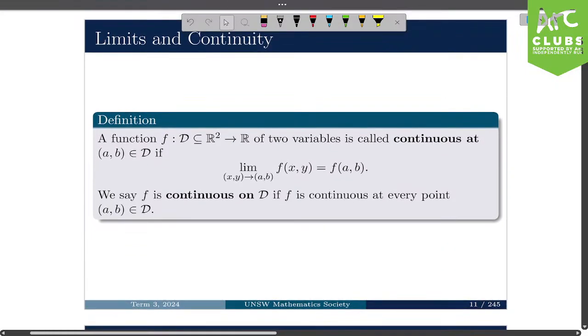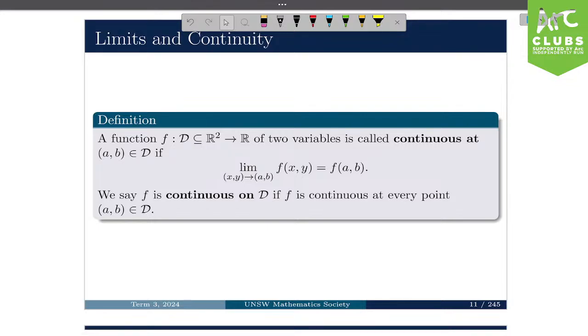And a function f, where D is a subset of R2 and f maps D onto R, of two variables, is called continuous at (a, b) in D if the limit of f(x, y), as x approaches a and y approaches b, is equal to f(a, b). And we say f is continuous on D if f is continuous at every point (a, b) in D.